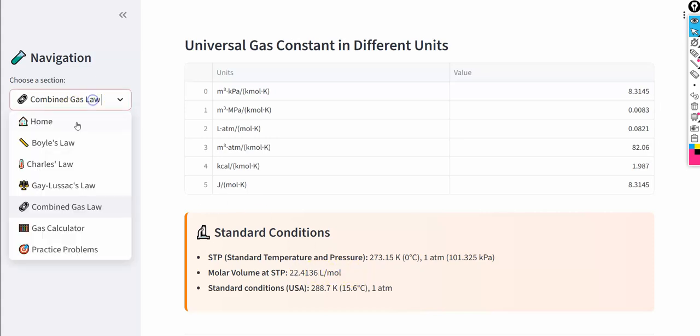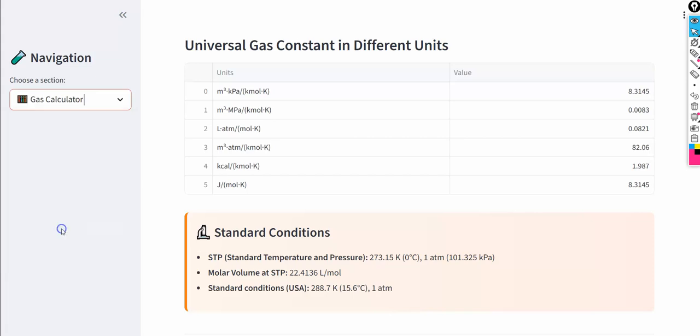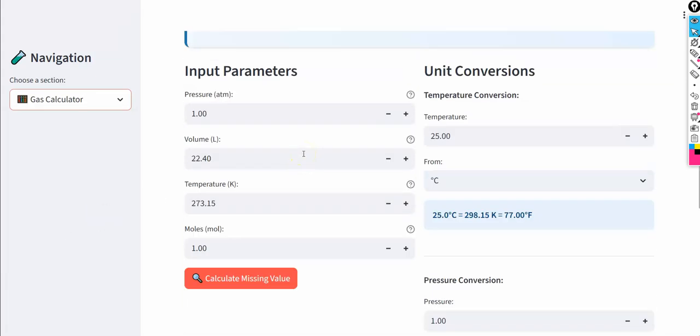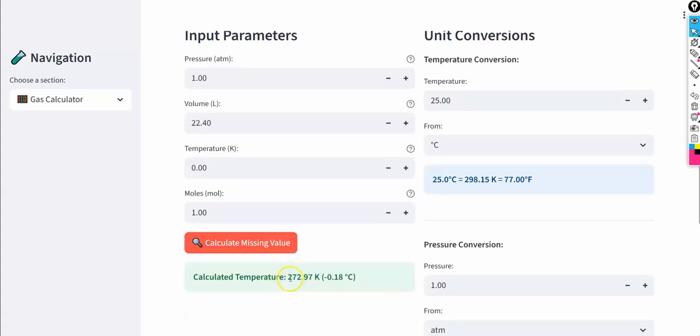Now coming to the gas calculator. Suppose the input parameters are 1 atm, volume 22.4, temperature 273.15, moles 1. So nothing is missing. Now if I calculate the missing value, you will see you get 272.97 Kelvin. Now here with 273.15, what will be the moles? You'll get the moles as 0.9995 mole. So you can do that.